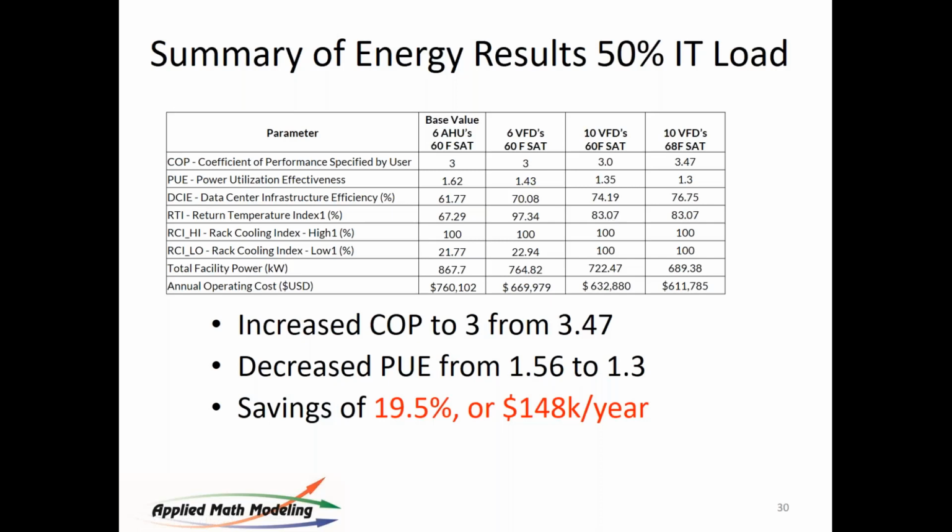But again, I've got those sensors, three of them per rack. The RCI low goes to 100%, even at 60. And then when we go up to 68, it gets even better, 611. So we saved about 20% in the half-loaded case. So that's how you do it.